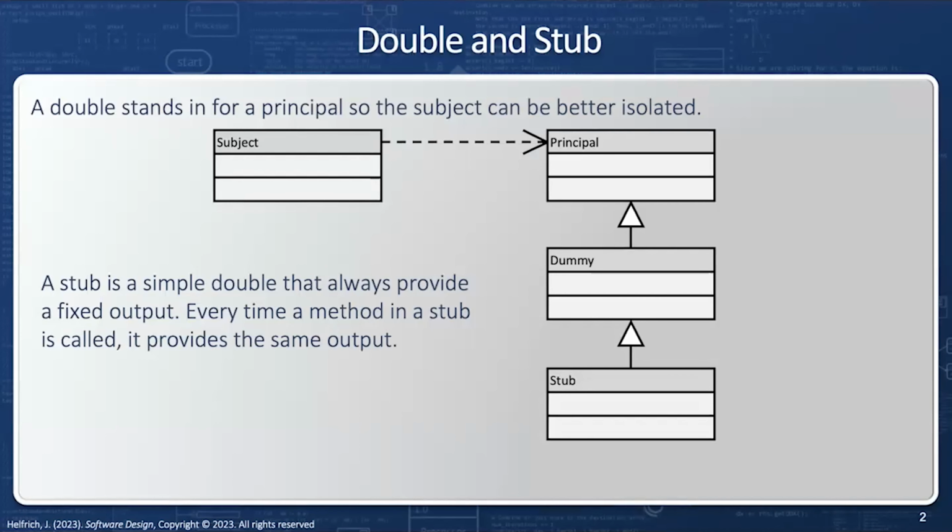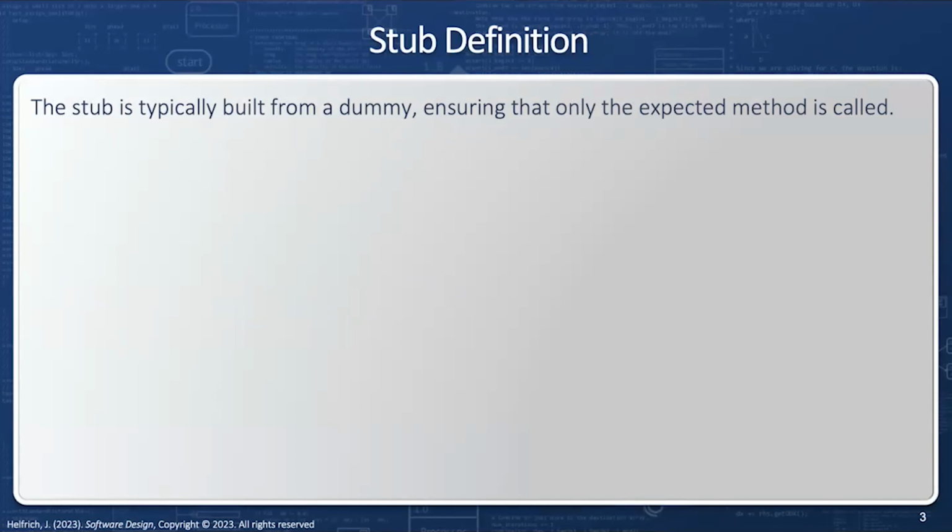So the stub is a double that always provides a fixed output. Every time a method in a stub is called, the same output always results. So a stub is typically built from a dummy, ensuring that only the expected methods are called.